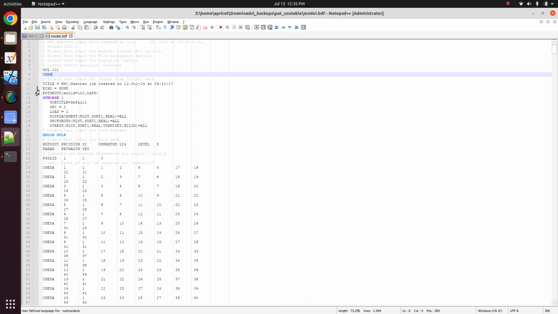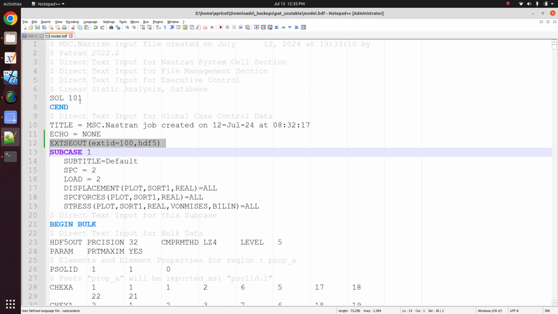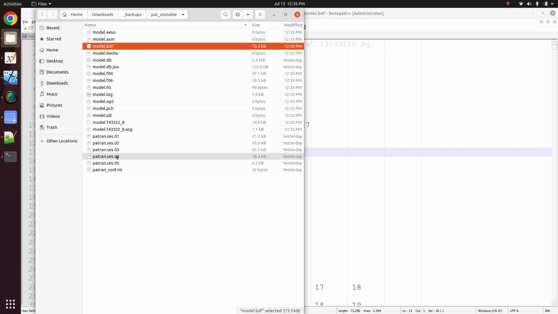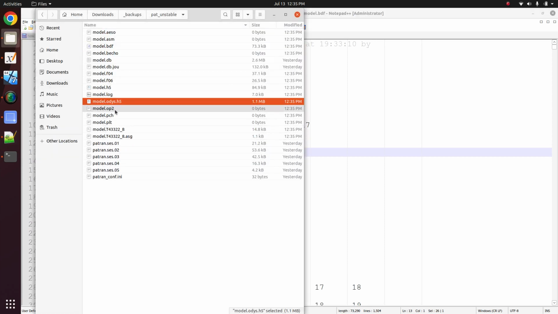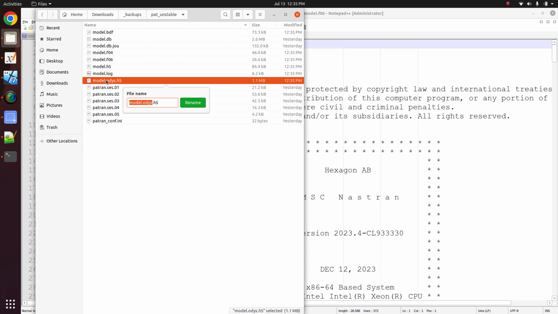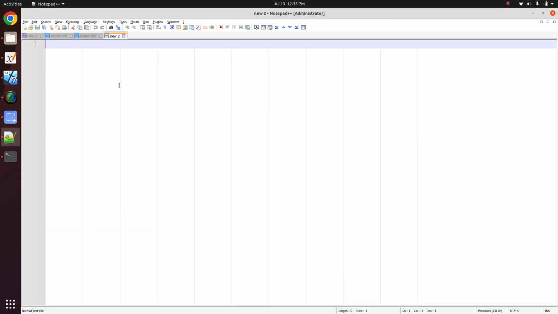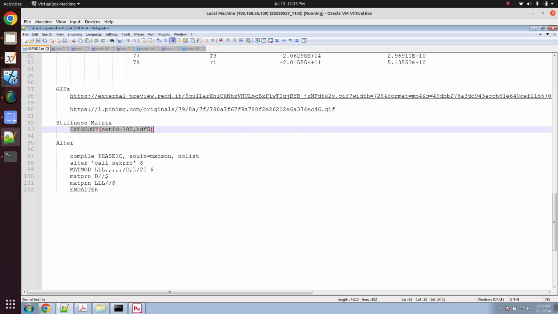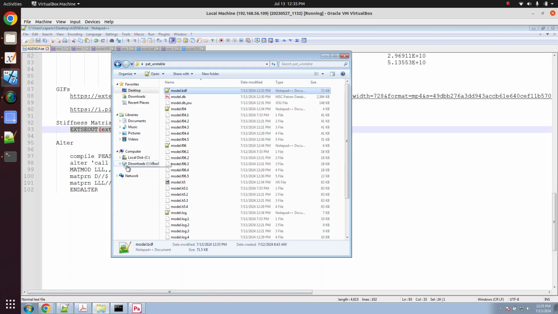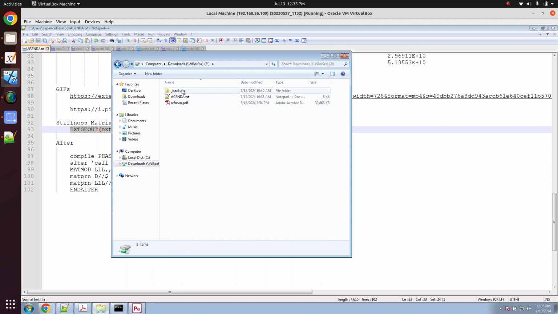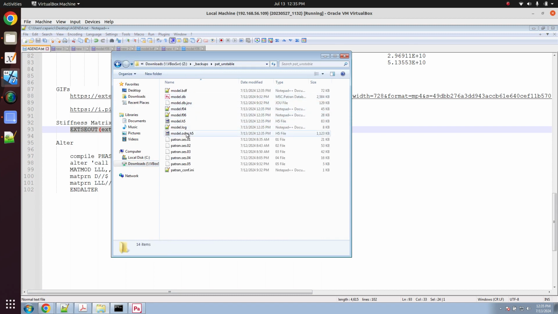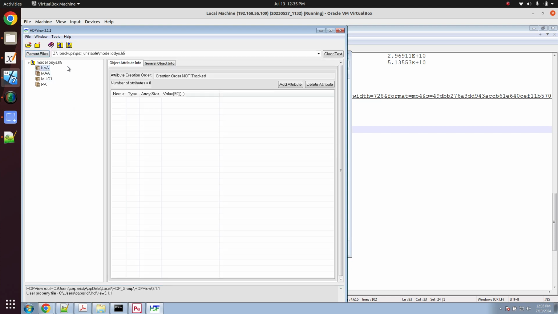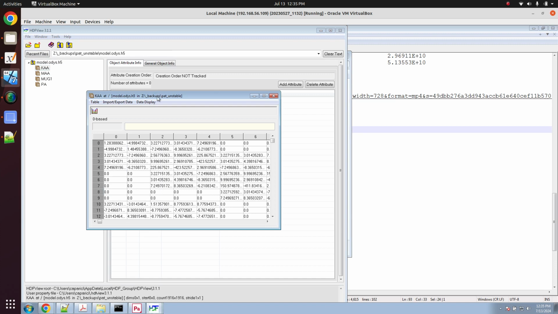Now, what this command is going to do, it's going to write out an H5 file. So let me see if it's here. So this is what the H5 file looks like. It has this name. It ends with ODYS H5. Now, when you open this H5 file in HDFView, it's going to contain the stiffness matrix for this example. So here, if you look at the left branch, double click on KAA.